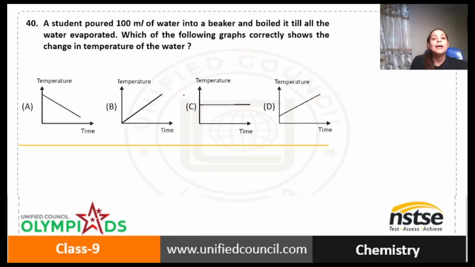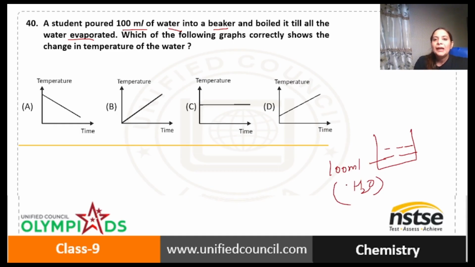Next question is, a student poured 100 ml of water into a beaker and boiled it till all the water gets evaporated. So a beaker which contains 100 ml of water, and boiled it till all the water gets evaporated. So he is boiling it and water is getting evaporated. These are vapors, let's say. So which of the following graphs correctly shows the change in temperature of the water?